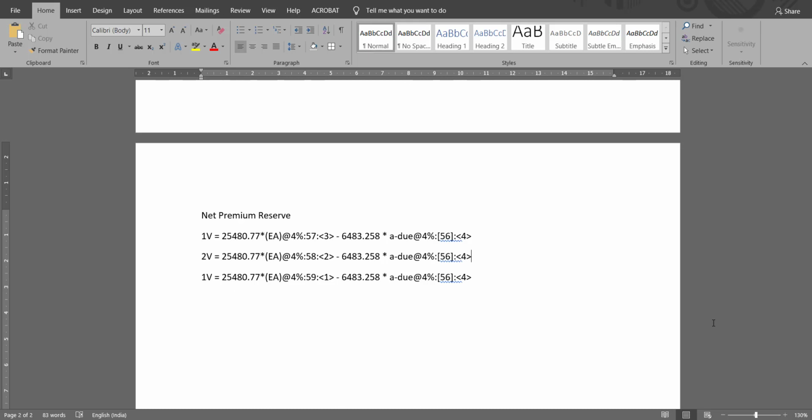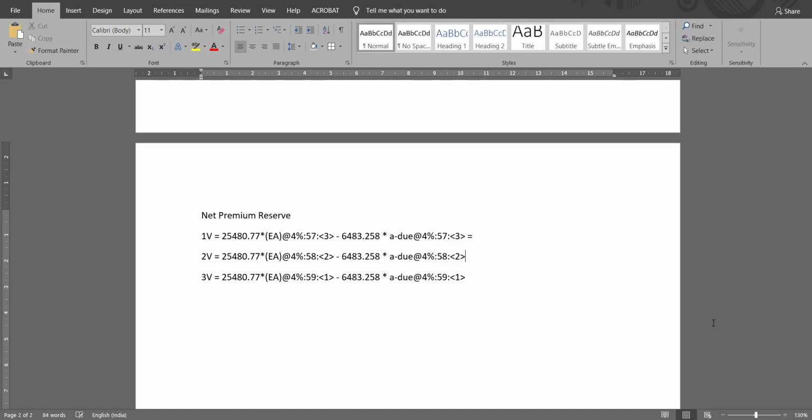This is at the end of the 3rd year, and at the end of the 4th year you don't need a reserve, right? So that's fine. And here as well, similar changes. So this was already 57, and you had a 3 here. This is 58 and you have a 2 here, and this is 59 and you have a 1 here. Perfect. So this is how you calculate.